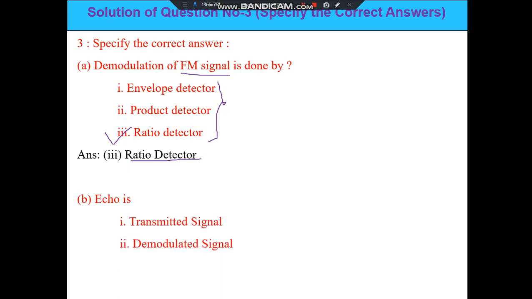Echo is transmitted signal, demodulated signal, or reflected signal. Echo is nothing but a reflected signal. Some signal will collide with walls or trees, then again it comes back. So it is nothing but a reflected signal. So echo is a reflected signal.